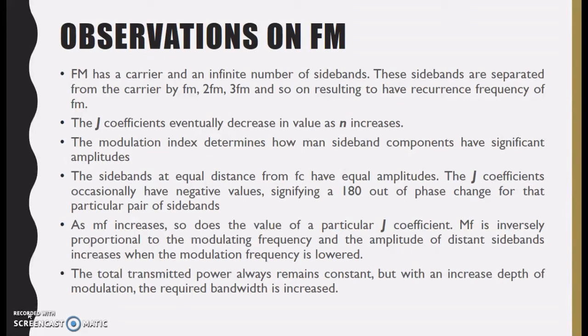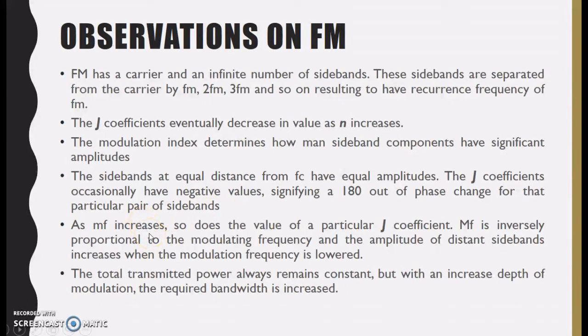The J coefficients eventually decrease in value as n increases. Third, the modulation index determines how many sideband components have significant amplitudes. The sidebands at equal distance from fc have equal amplitudes. The J coefficients occasionally have negative values, signifying a 180 degree out-of-phase change for that particular pair of sidebands.